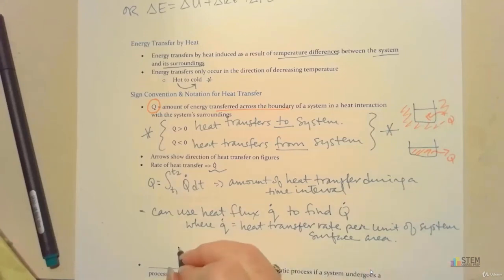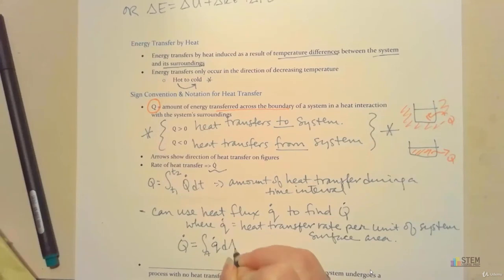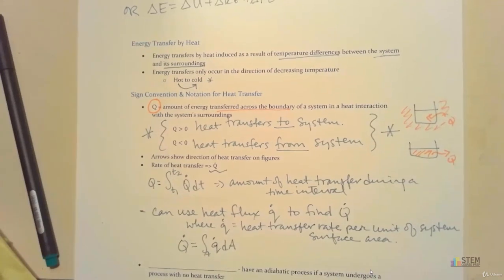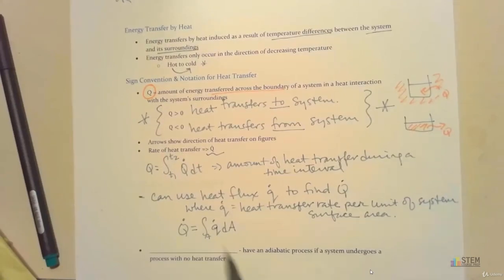And the mathematical equation for that, you could say Q dot is equal to the integral over the area of little q dot times dA. Okay? We're not really going to use this equation in this course, but that's what it is if you care to look at it.